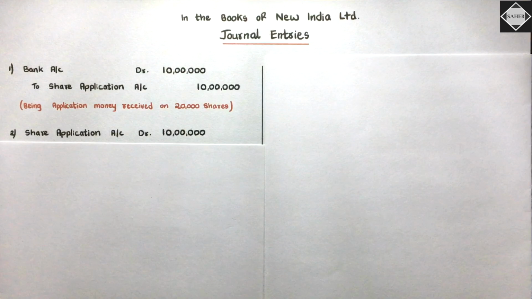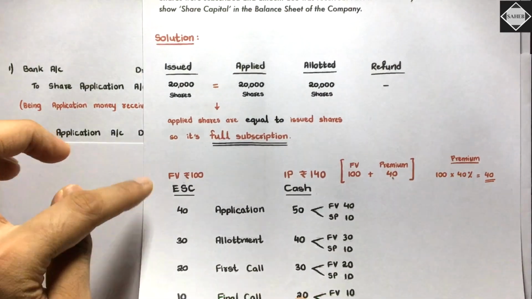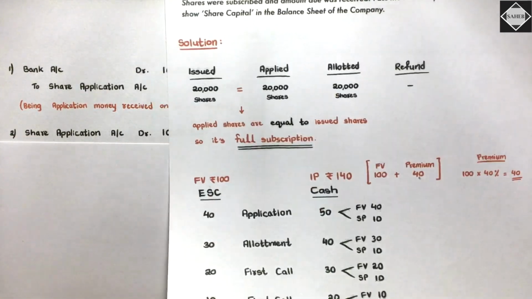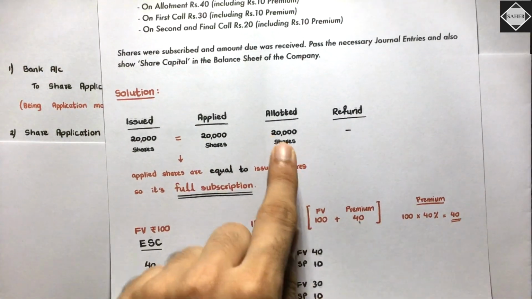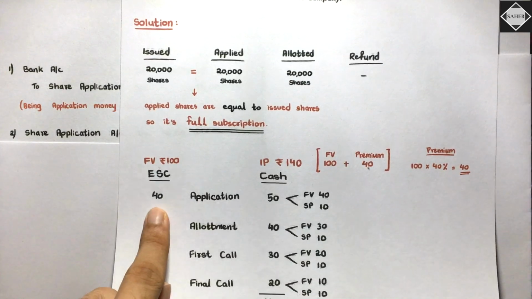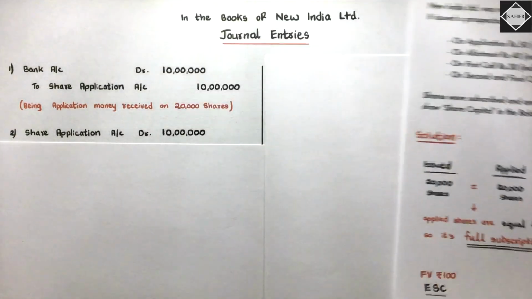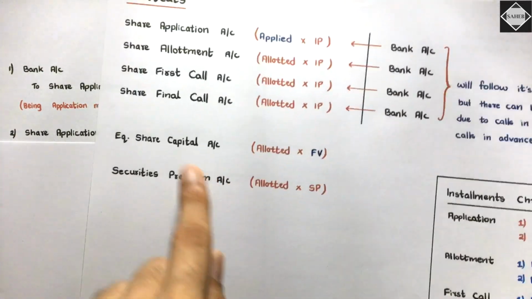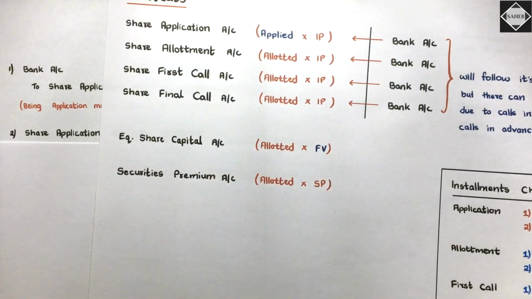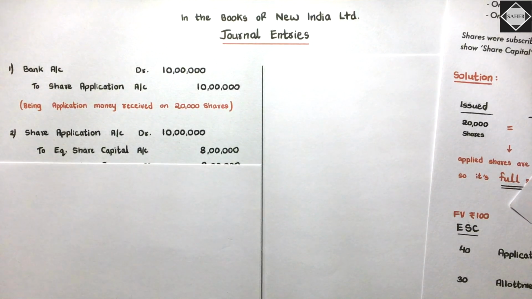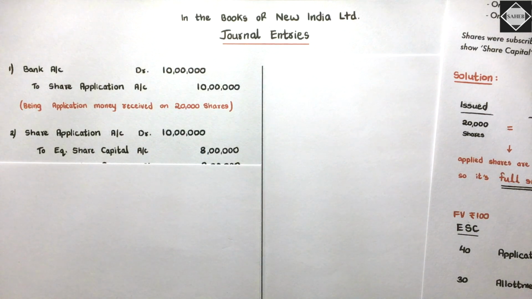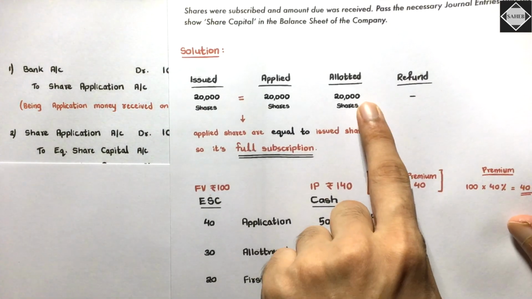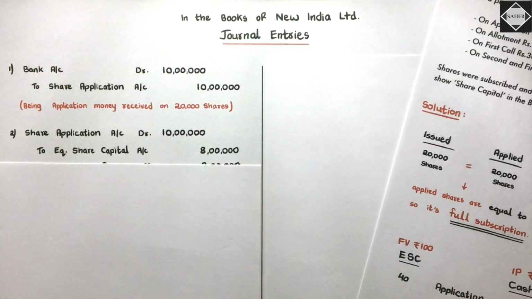But understand, in equity share capital account, only face value will go, right? So 20,000 allotted shares into face value part of application. That is what you have to do. Let me just show you. In equity share capital, what will go? The shortcut, allotted shares into face value part of application, because we are doing application now. So see here, to equity share capital, 20,000 shares into 40, that is equal to 8 lakh. Is that clear?